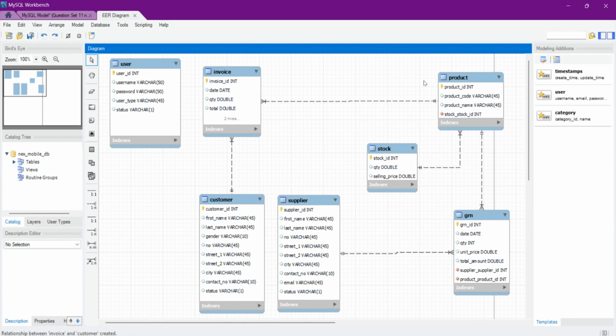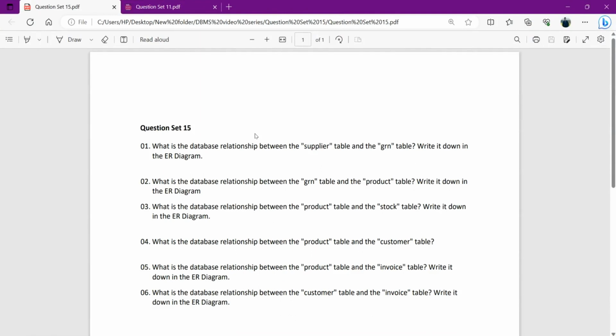If we create a many-to-many relationship in a database, it will break into two one-to-many relationships and a particular invoice table. So in this scenario, we are not going to create a many-to-many relationship because we've already created an invoice table. This is question set 15. In this question set, we found out the relationship between the tables and also wrote down those relationships in the ER diagram. So let's see question set 16 in the next video.